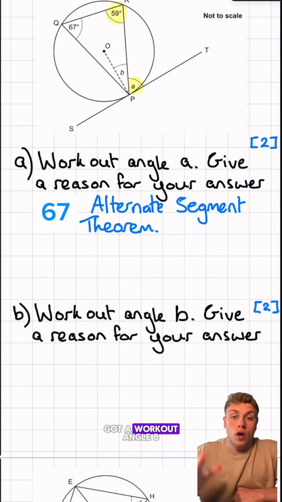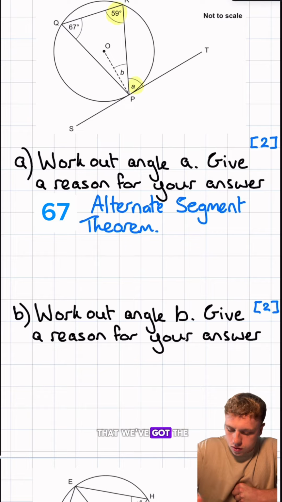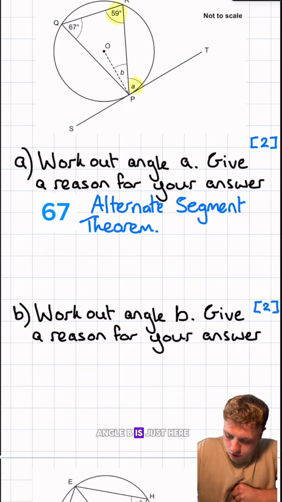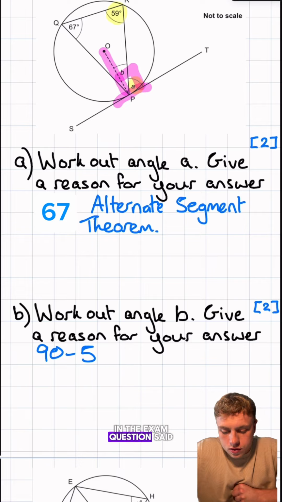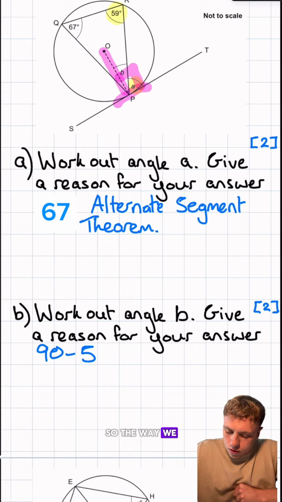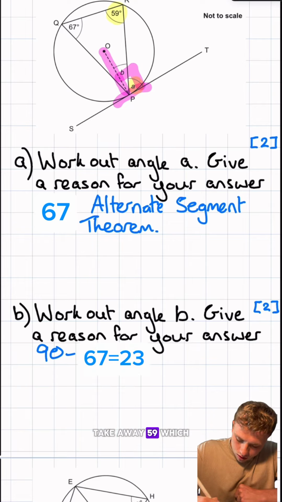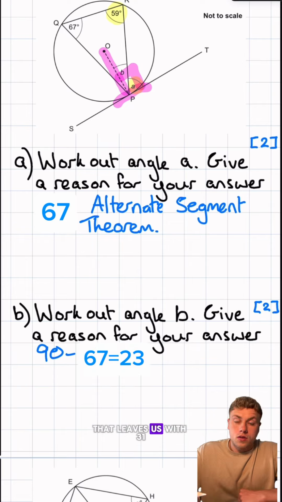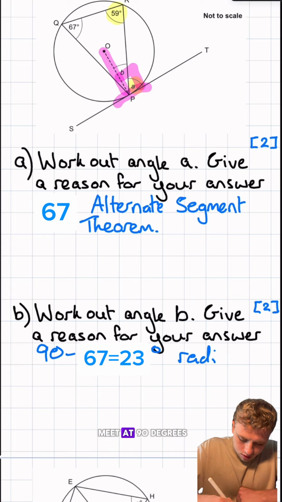For part B, we've got to work out angle B, another 2 marks. Here we can see that we've got the angle B is just here, and we've got this dotted line. Well, the dotted line in the exam question said it was the radius. When we've got a radius that meets a tangent, it is always at 90 degrees. So the way we can get angle B is we can do 90 degrees, take away 59, which was angle A. That leaves us with 31. And the reason for that is radius and a tangent meet at 90 degrees.